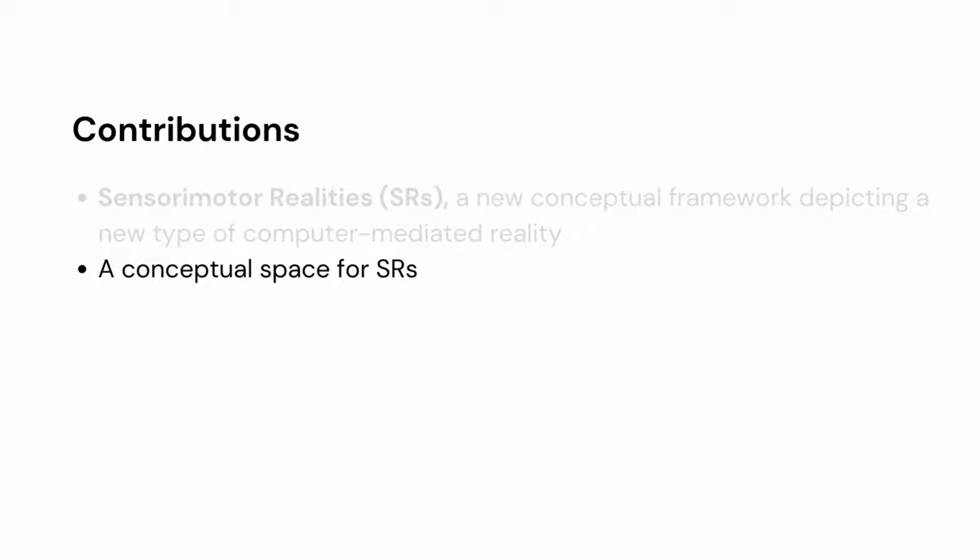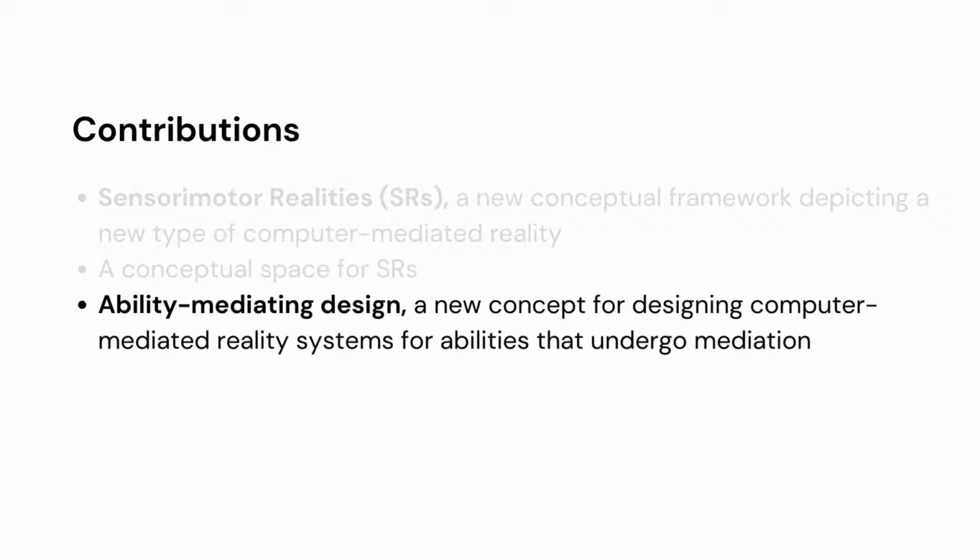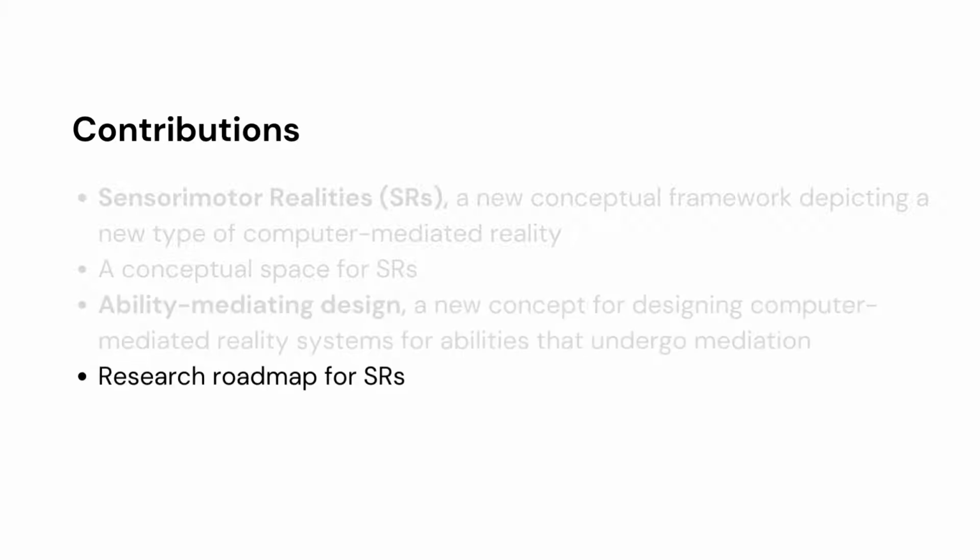We introduce Ability-Mediating design, a complementary approach to ability-based design for which we outline distinct principles such as mediation of perception and action, world coverage, and instrumentation of the body and the environment. Finally, we propose a research roadmap for sensorimotor realities and present our vision of computer-mediated worlds where users' sensorimotor abilities are mediated to support a diversity of readily accessible skills and interactive experiences.